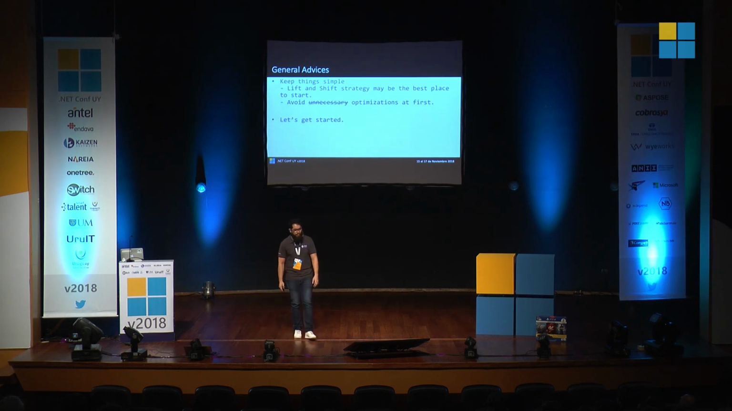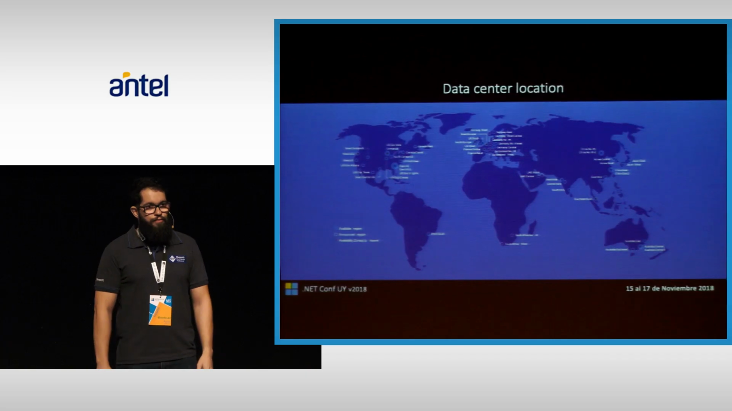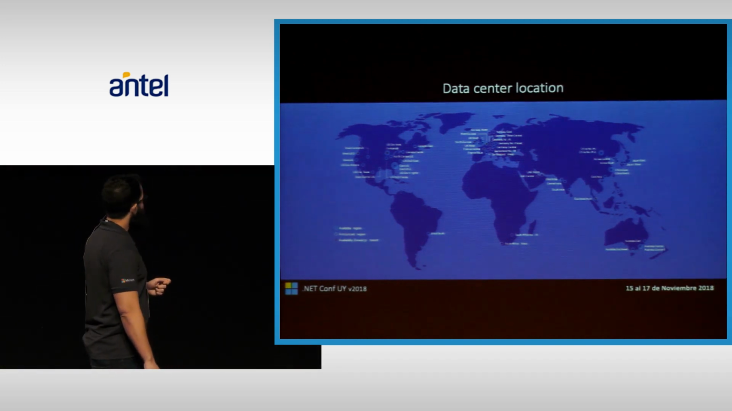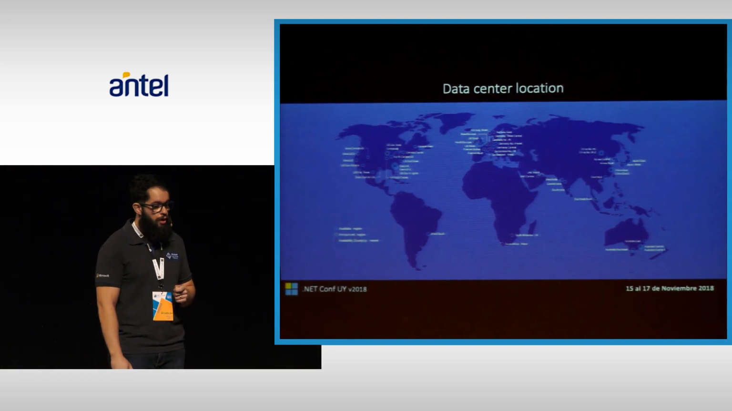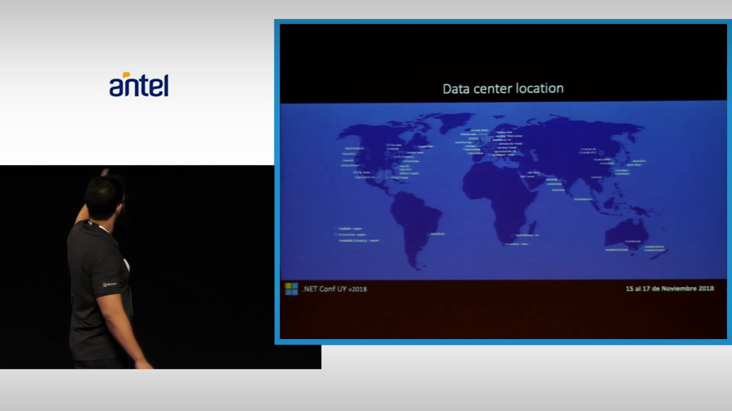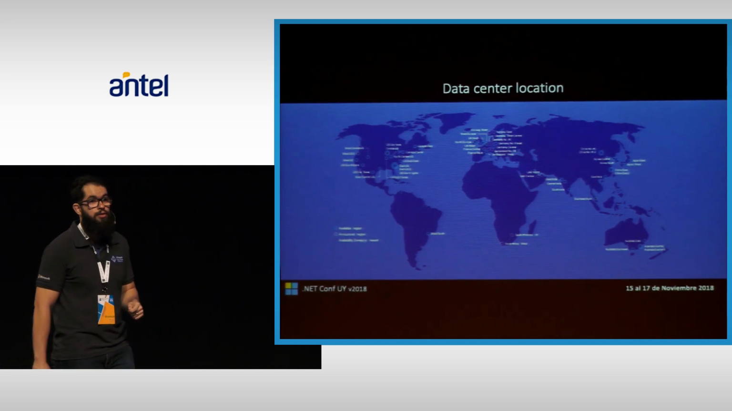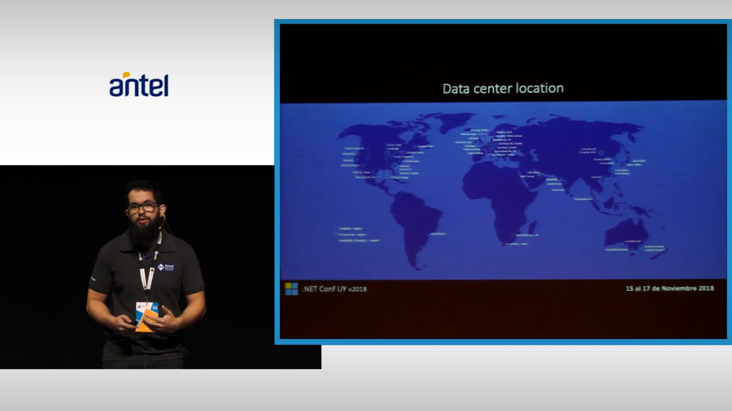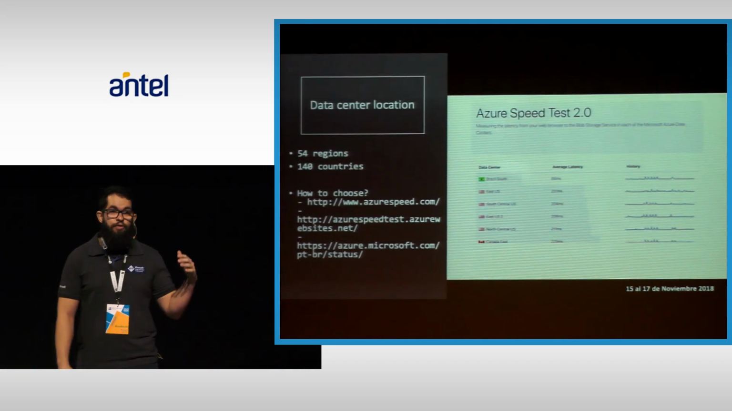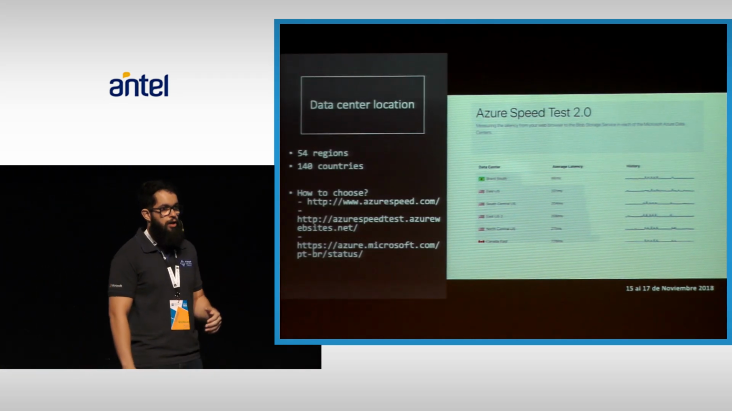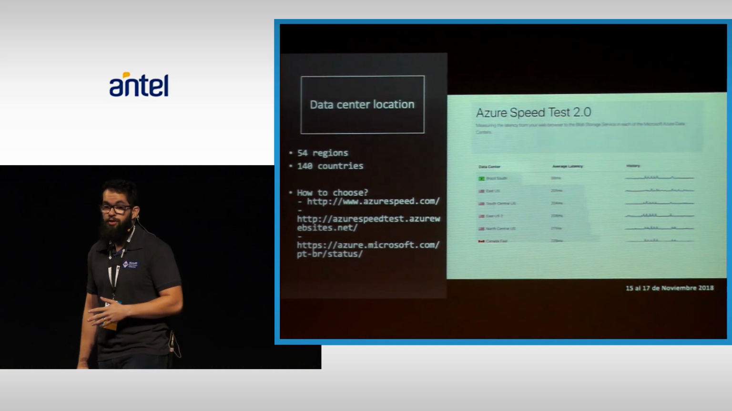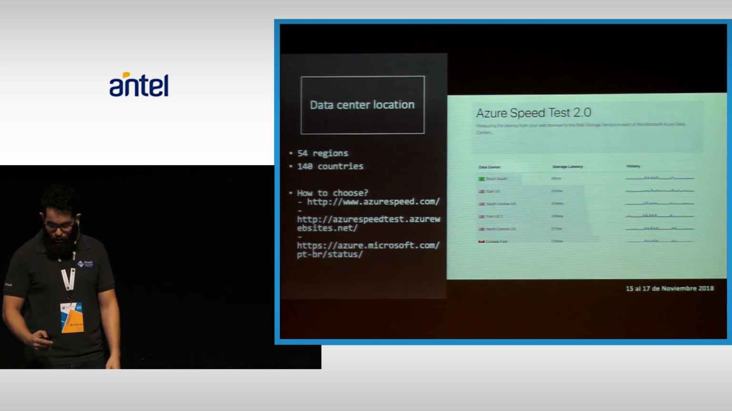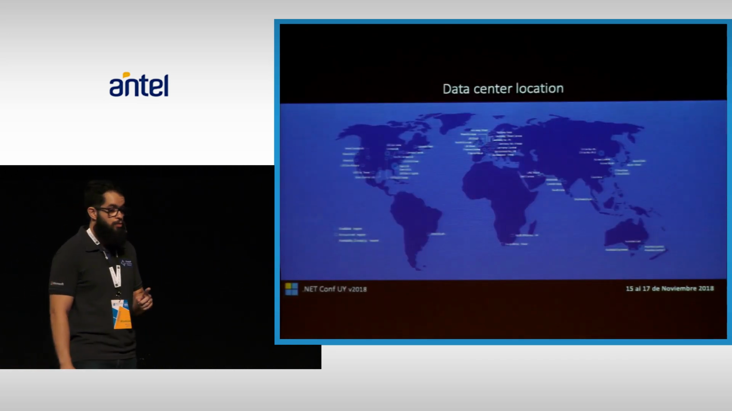But let's get started. First, and one of the most difficult things to choose, data center location. On Azure, this is the current map of all Azure locations around the globe. I took this yesterday from the Azure website. There are 54 regions and 140 countries that you can work in. That's kind of a lot, and that was my mistake number one.